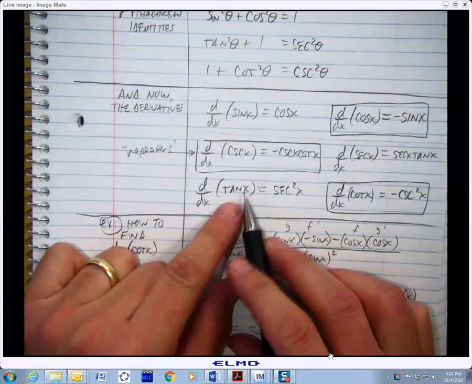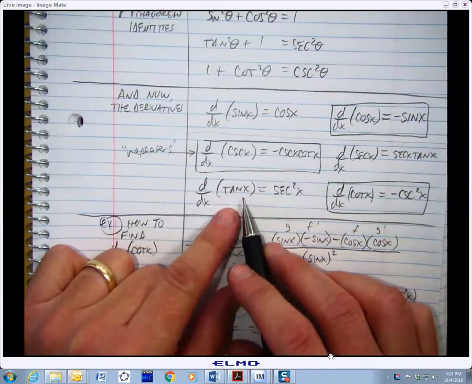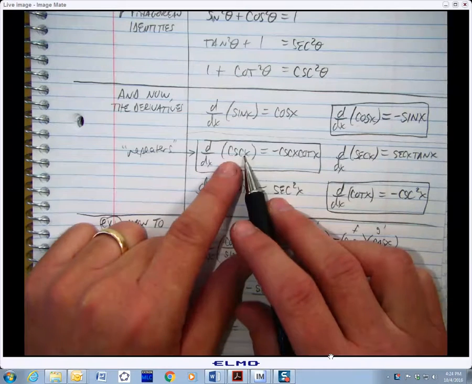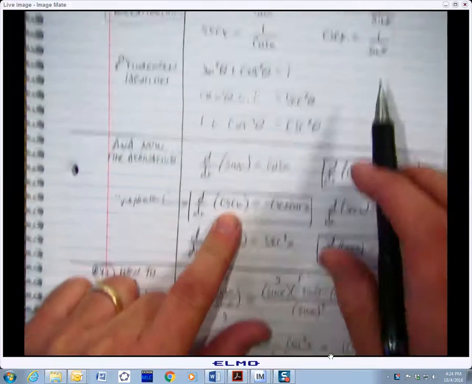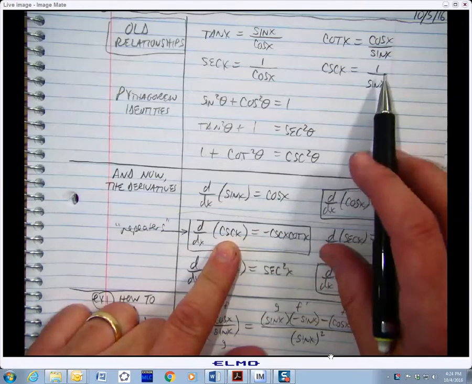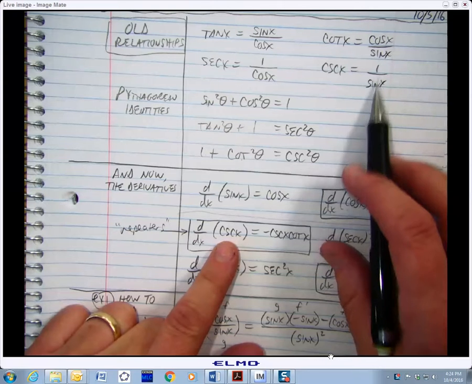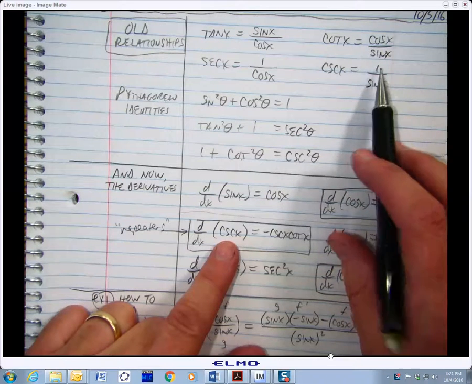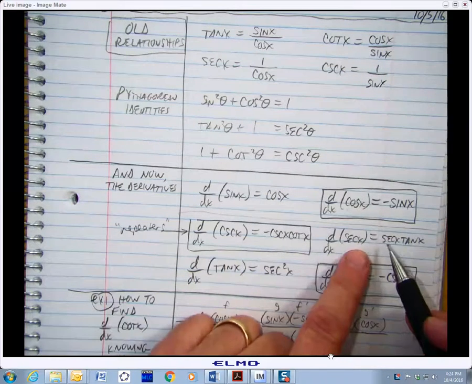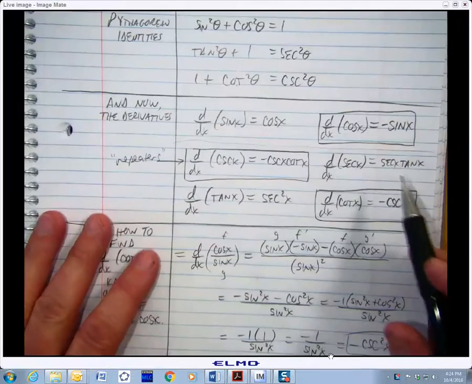You could change that to sine over cosine, and again, do the quotient rule. You could do this as 1 over sine, right? And then do the quotient rule. That one works out really nicely because the derivative of the numerator is 0. Same thing with secant. We can easily do that. So maybe we'll do that next class when I'm back with you guys.